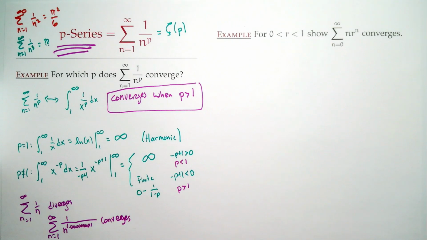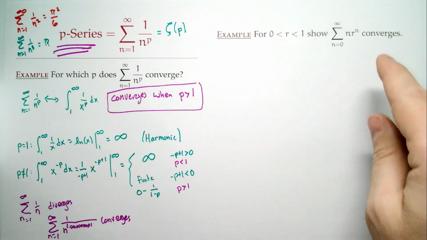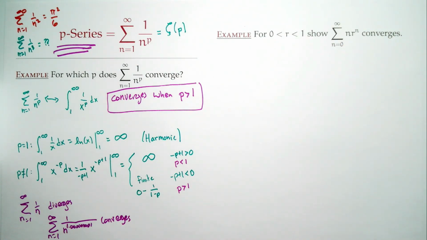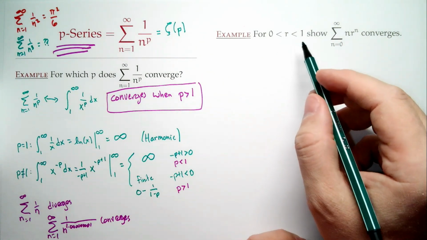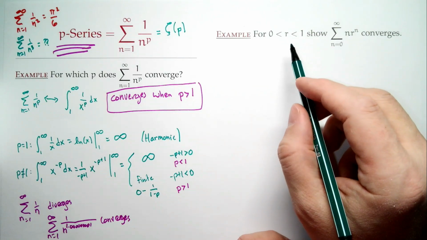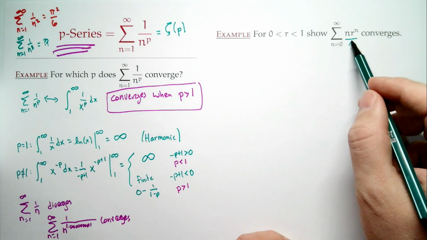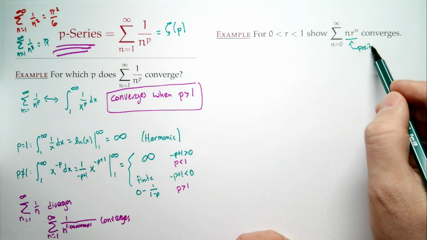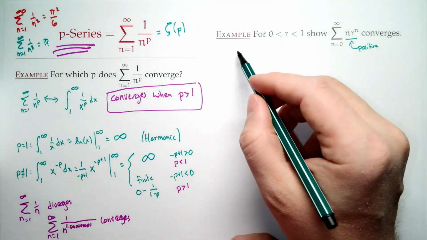Show that for 0 less than r less than 1, this sum, n r to the n, converges. All right, cool. Well, let's think about that. So, what do we have? n r to the n. Now, r is small, so there's a couple of things that are nice about this. First off, that means that these are positive. Now, you might say, okay, is it decreasing? Well, got to be careful there.